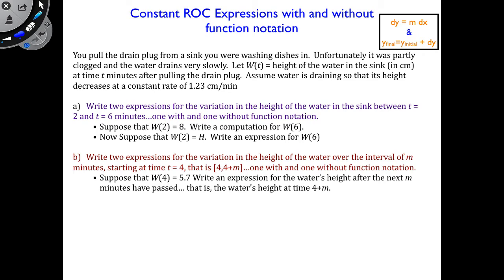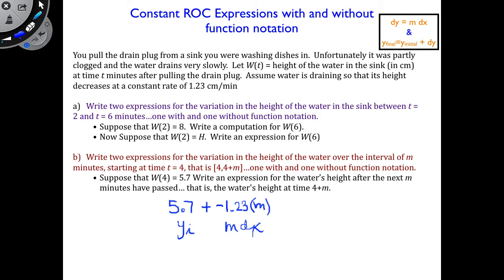So if we're starting at 5.7 y initial plus m dx plus a change, our starting height plus a change. Well, the change is negative, but the amount of time that's gone by is m minutes. This negative 1.23 m is what we just calculated.